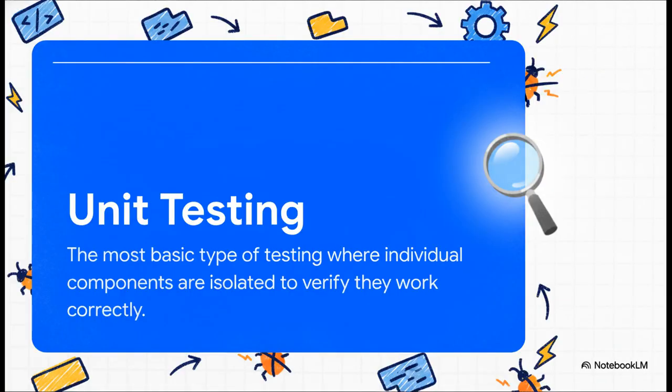First up, we've got unit testing. This is testing at the most microscopic level. We're talking about that single Lego brick. Developers will test the smallest possible piece of code they just wrote, all by itself, to make sure it does what it's supposed to. Finding a bug here, it's the cheapest and fastest fix you can possibly make.